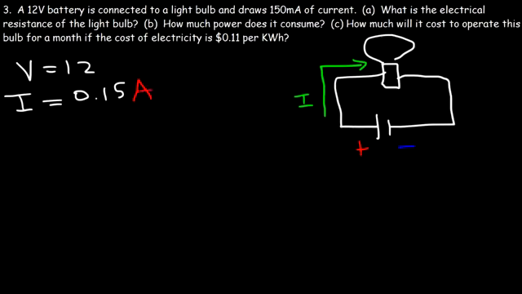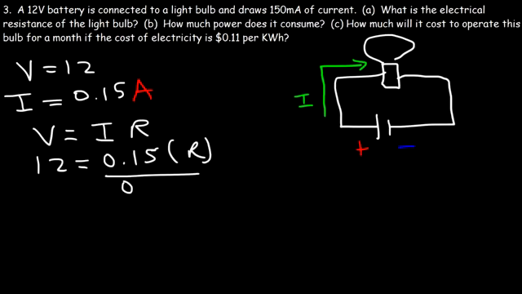So now we could find the electrical resistance using Ohm's law. V is equal to IR. So the voltage is 12, the current is 0.15, and let's solve for R. We can do that by dividing both sides by 0.15. So the electrical resistance is equal to the voltage divided by the current. 12 divided by 0.15 is 80. So the internal resistance of the light bulb is 80 ohms.